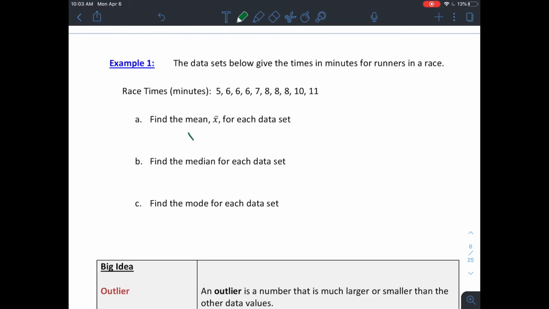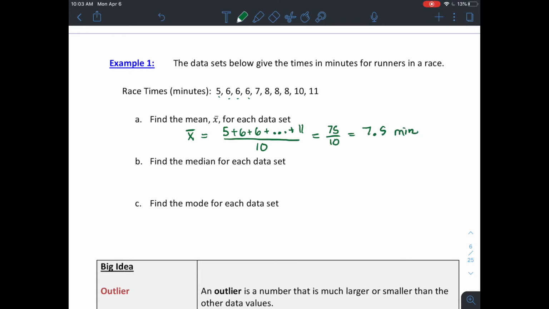So my mean, x bar, is what I get if I add up all those data values, 5 plus 6 plus 6 plus ... plus 11, divided by the number of them that there are. So there are 1, 2, 3, 4, 5, 6, 7, 8, 9, 10 of those. So you're going to end up with 75 over 10, or 7.5 minutes for your mean. I like labels. Labels are good.